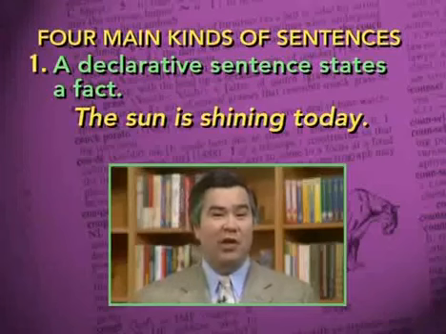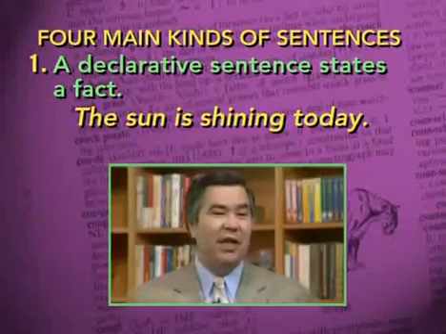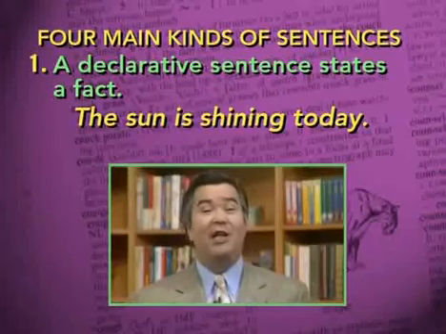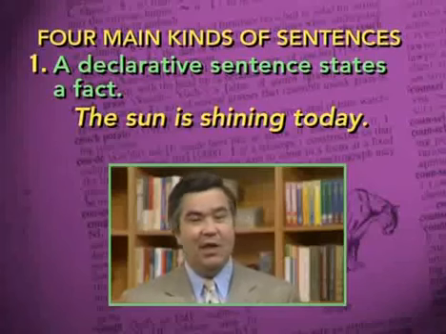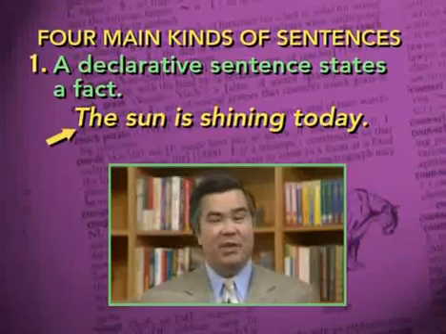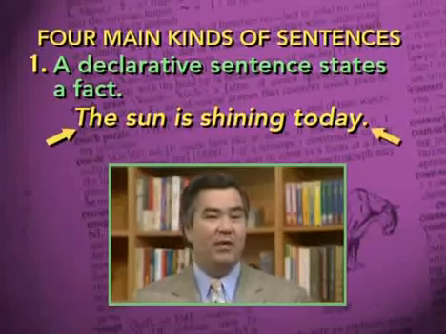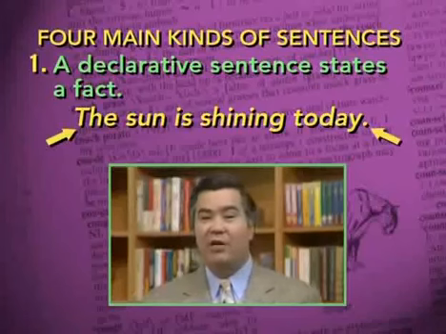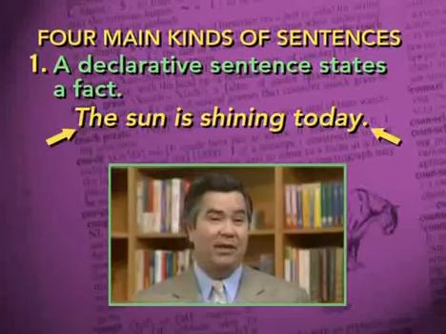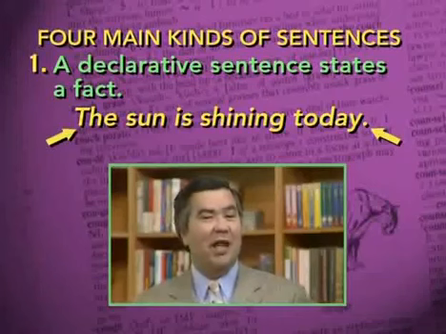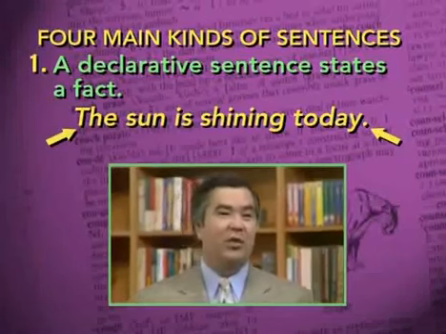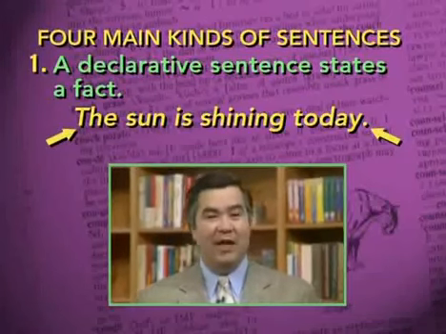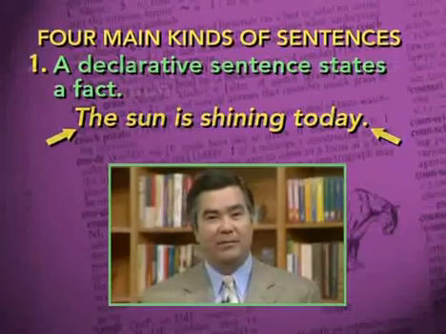The vast majority of English sentences that you'll encounter in reading and writing are declarative sentences. Notice that this sentence begins with a capital letter and ends with a period. Almost all declarative sentences end with periods. And again, this is the most common type of sentence that you're likely to encounter or that you'll be writing for school or for work.